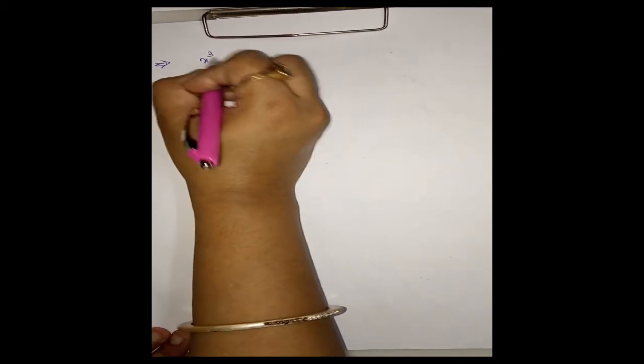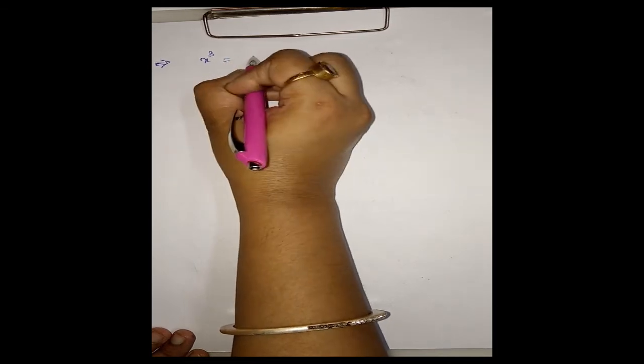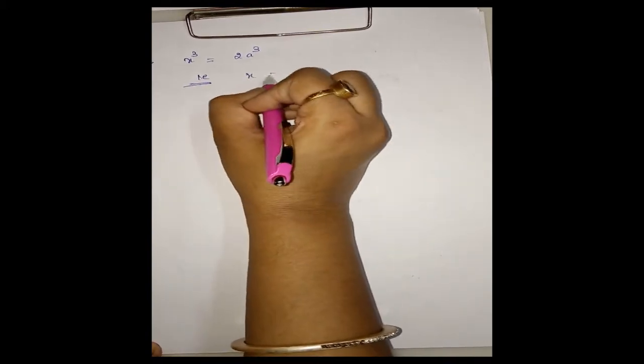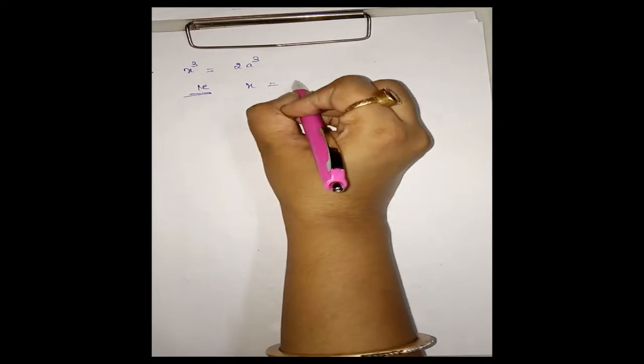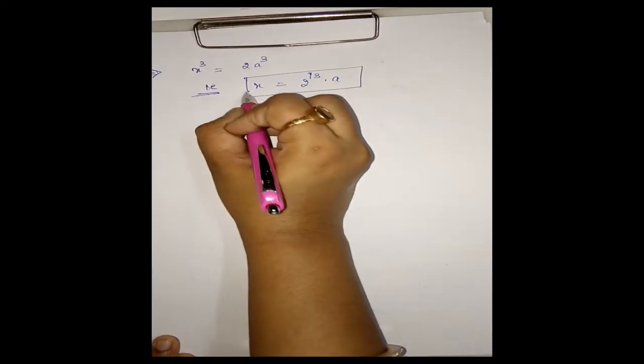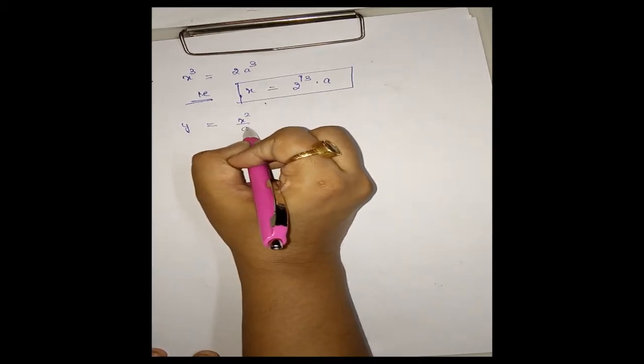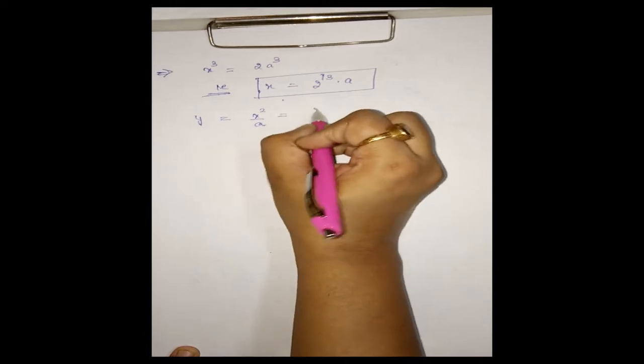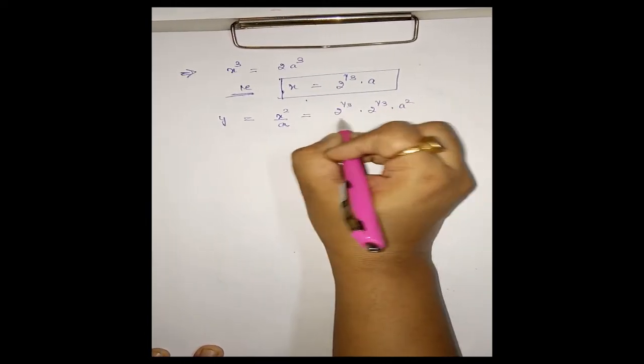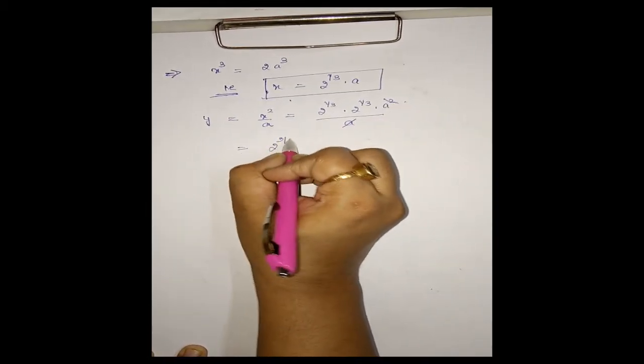Now this implies x³ = 2a³. That is x = 2^(1/3) a. And from y = x²/a, this is equal to 2^(1/3) into 2^(1/3) into a²/a. That is, this is equal to this y.